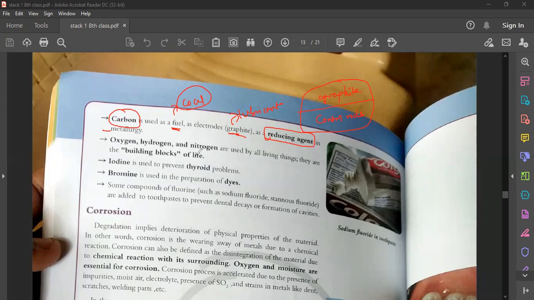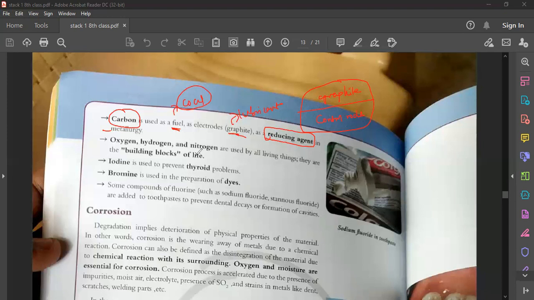Okay, next one is oxygen. Oxygen, you know what is the importance of oxygen? Required for respiration in both plants and animals. Building block of life. Hydrogen, oxygen, and nitrogen are the building blocks for life.